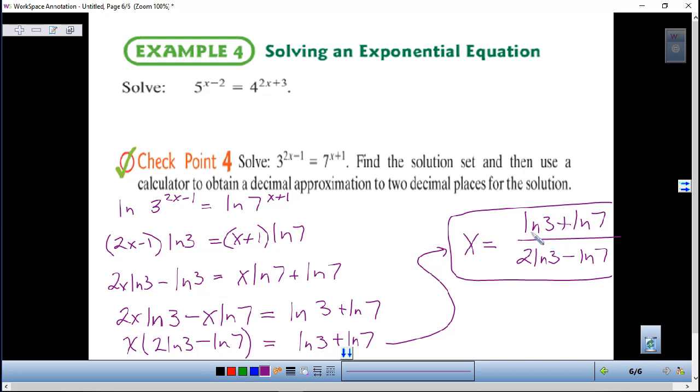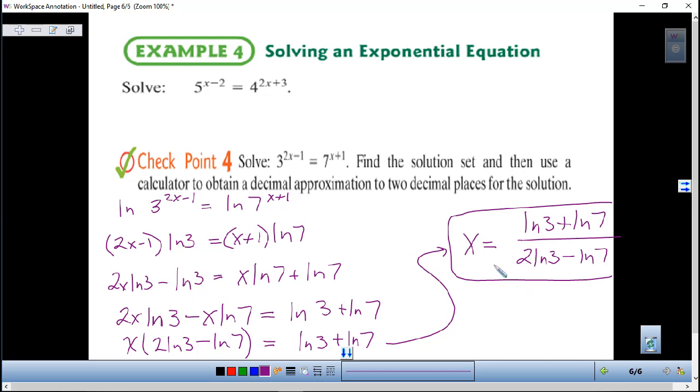Natural log of 3, written as natural log of 3, is actually an exact answer. It doesn't lose any decimal accuracy or anything. So this is an actual exact answer, where a decimal is just an approximation. Now, if it specifically tells you to use the calculator to obtain a decimal approximation, go ahead and do that, and however many decimal places it says. In this case, it says 2 decimal places.